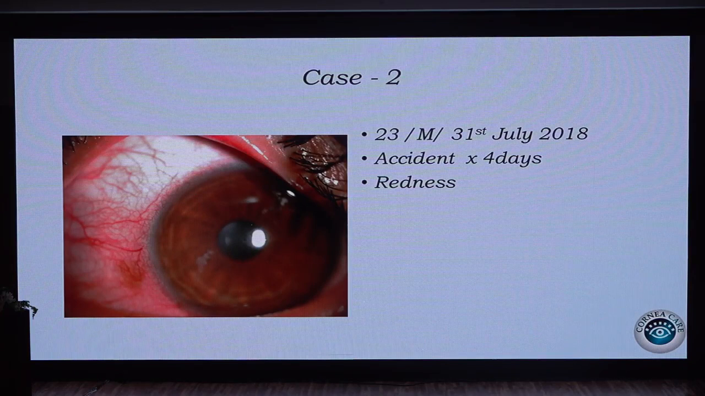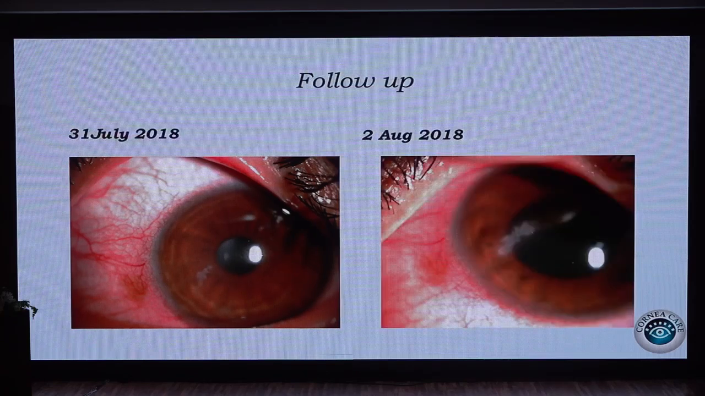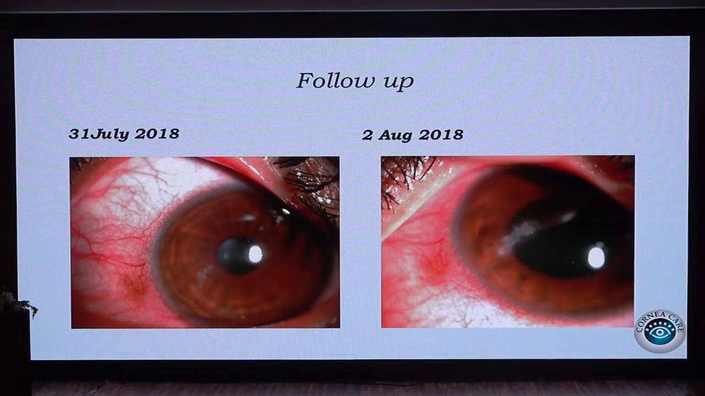He got redness in the eye. The infiltrate was very small. Sometimes if the infiltrate is very small, it is too much in the periphery, and sometimes we don't scrape. So in this patient, I did not scrape. I started the patient on antibiotic only. When the patient came after 2 days, do you feel the infiltrate has increased or decreased?